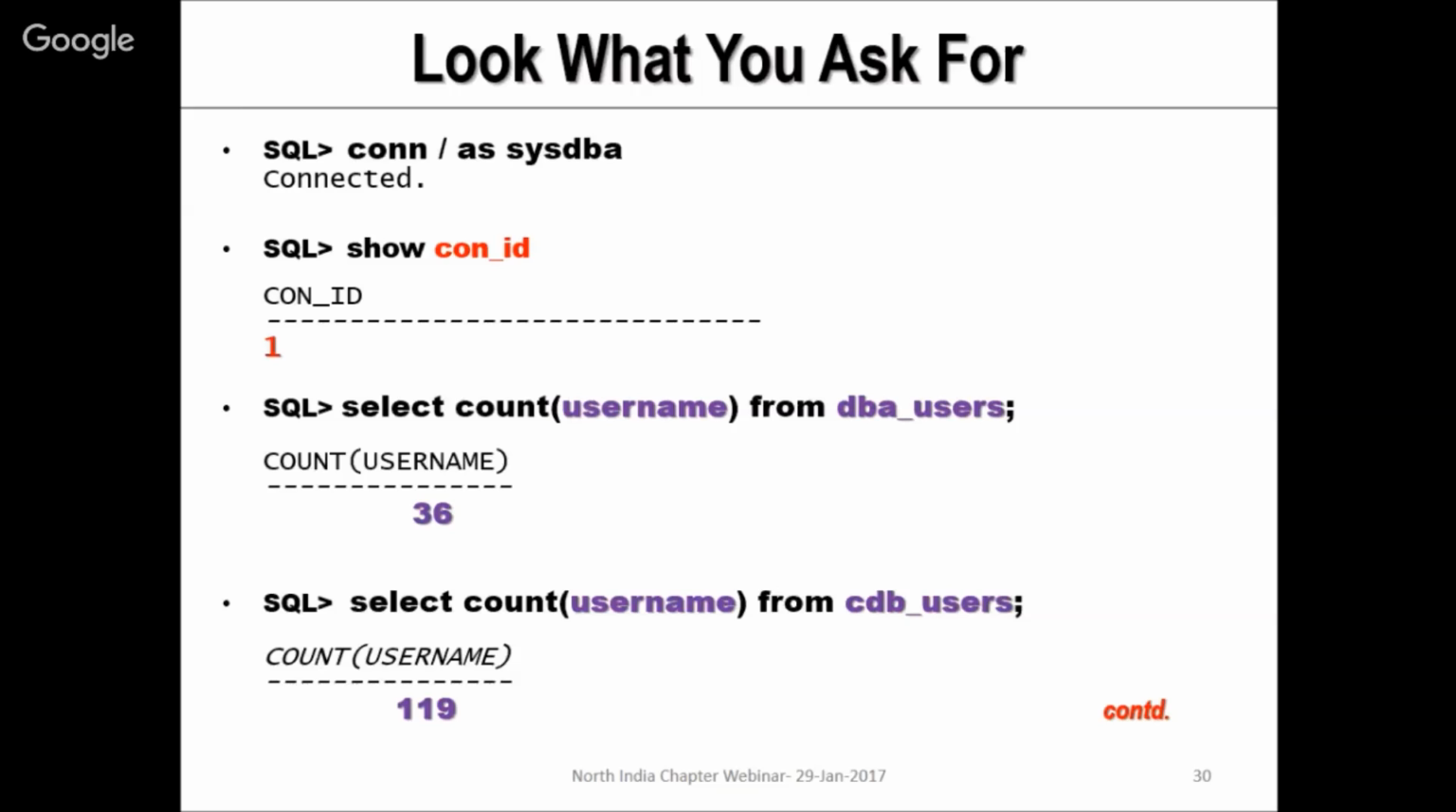But why is it so? Because being in a root container, you can actually look at the root container as well as all the pluggables as well, which means if you go to dba_users, you can look at that container and see what the container is actually all about, and you can see the information of that container. But when you look at the same from cdb_users and you are connected to the root, you can actually see the information of the root container plus all the pluggables as well, which are going to be part of that container.